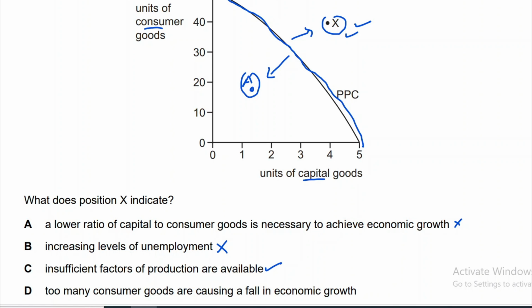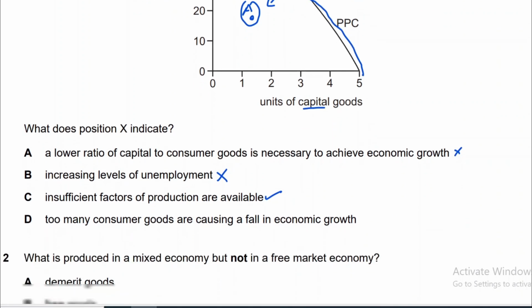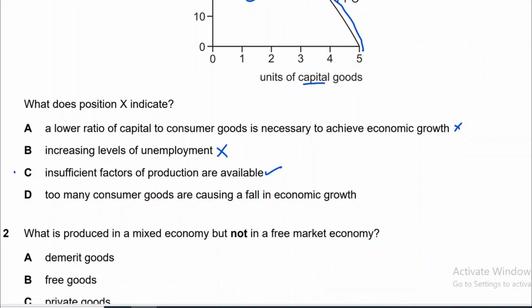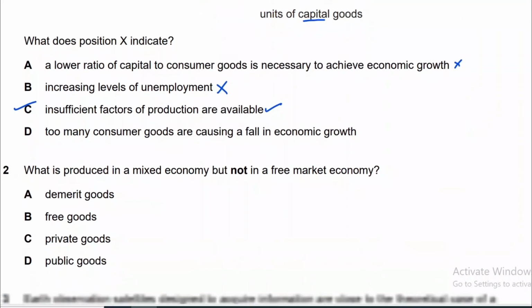And option D is too many consumer goods are causing a fall in economic growth, right? So it doesn't mean you are producing too many consumer goods, right? Rather it is something that is non-attainable, beyond the boundary of resources, right? So option D is also irrelevant to this question, and option C is the correct answer. Moving to question number 2.